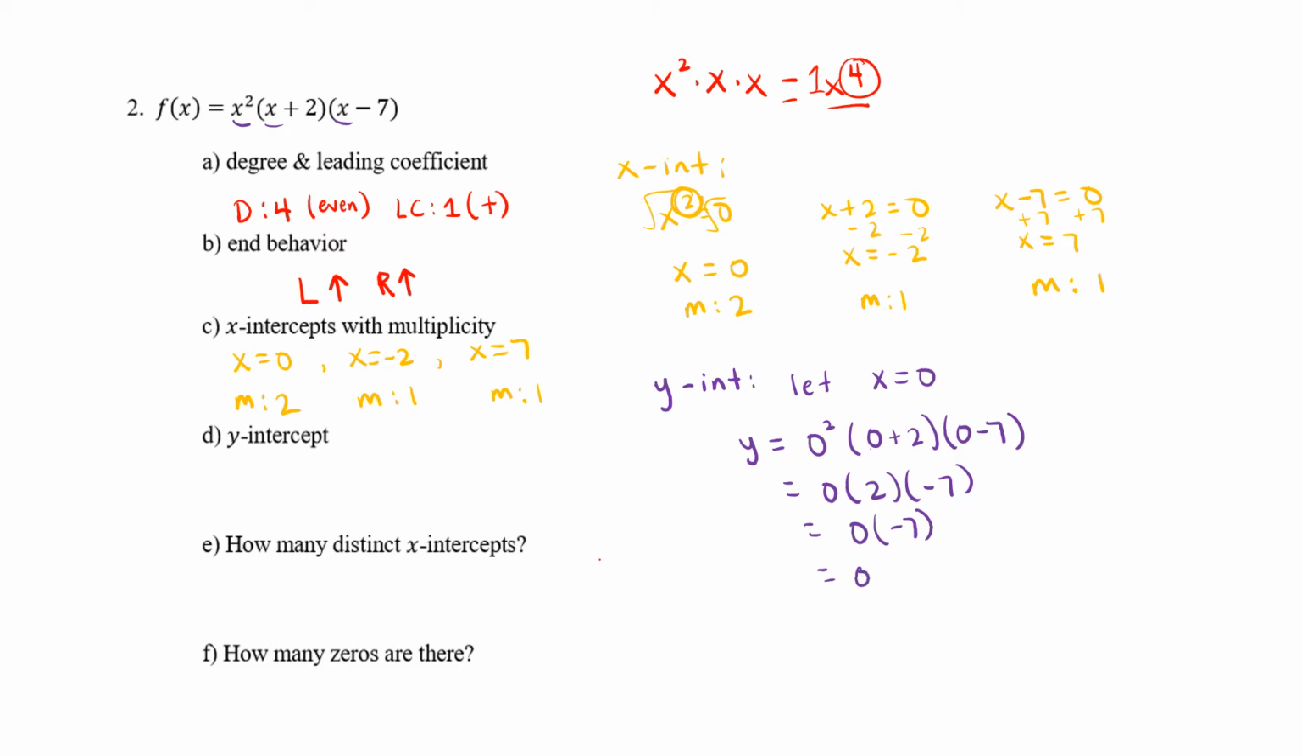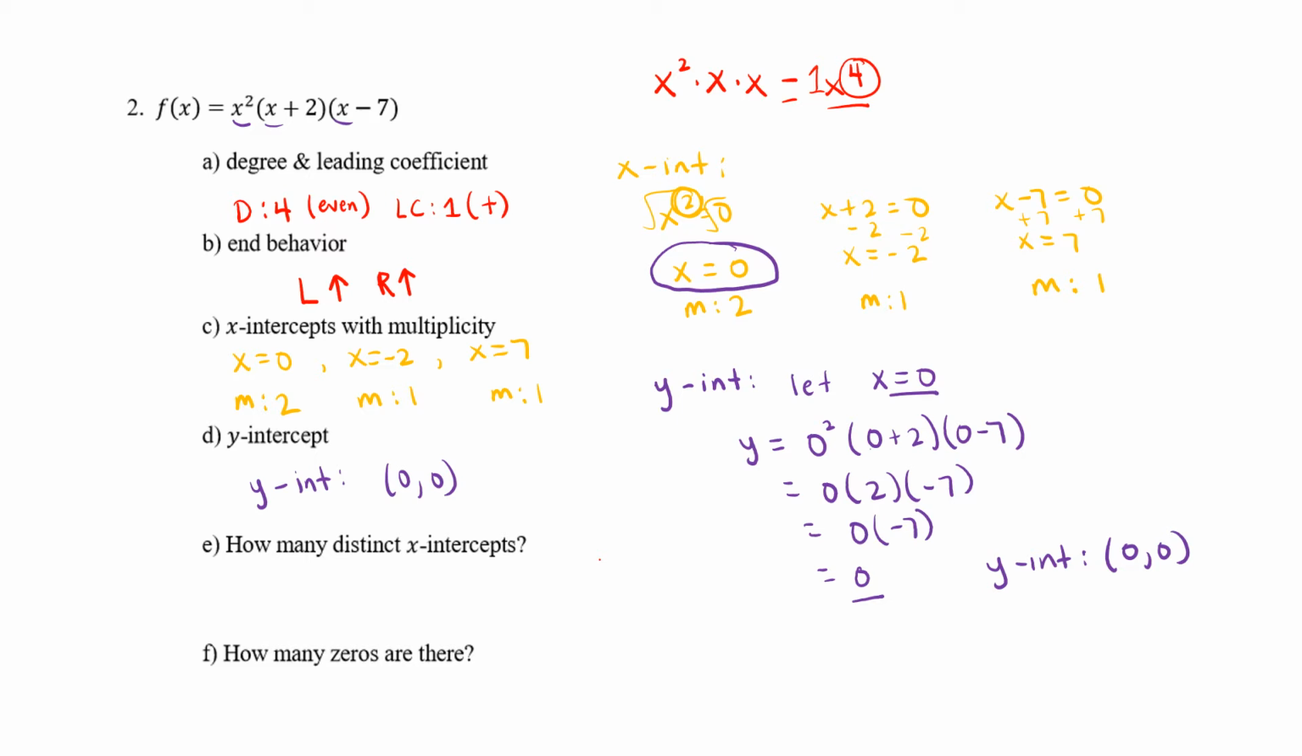Now when you write your y-intercepts, we need to make sure we write it as a coordinate point. The x that we plugged in was 0, the output we got was 0, so the y-intercept is (0, 0). Now anytime you have an x-intercept at 0, like this, our y-intercept will also be (0, 0). That's just a little shortcut you can use from here on out. If you ever have an x-intercept at 0, we have the y-intercept at (0, 0) as well.